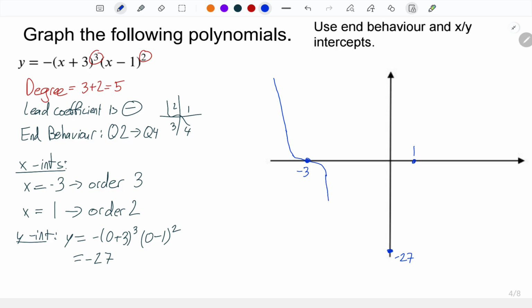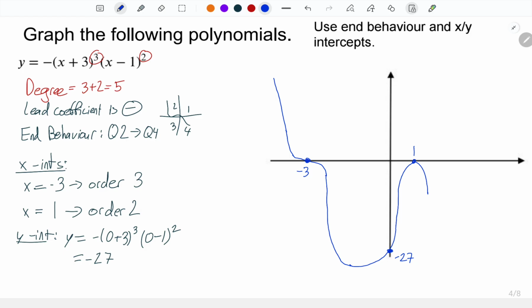Next, I'm going to go down, and eventually I'm going to have to go back up to the next x-intercept. We don't know exactly how far down to go. That's not something we have found out. I'm just going to go down somewhat to here, and then back through negative 27, so making sure I go through the y-intercept, and then I go to 1. As I go to 1, keep in mind the order. So the order is 2, which means it's like a parabola, which means it's going to go up in a U shape, so it's going to hit 1 and go back down.